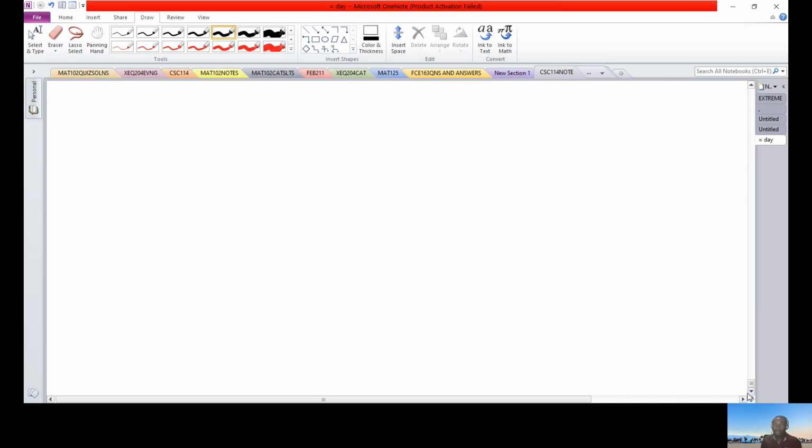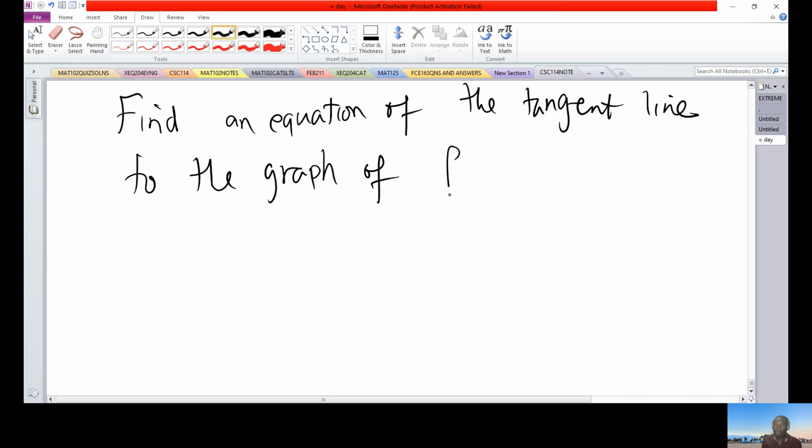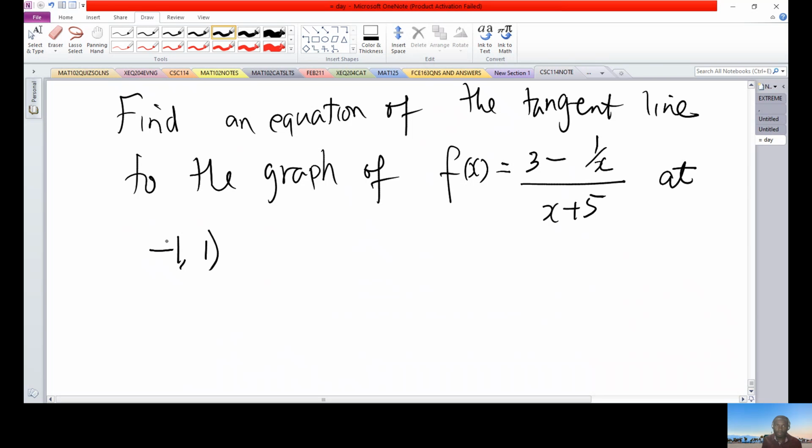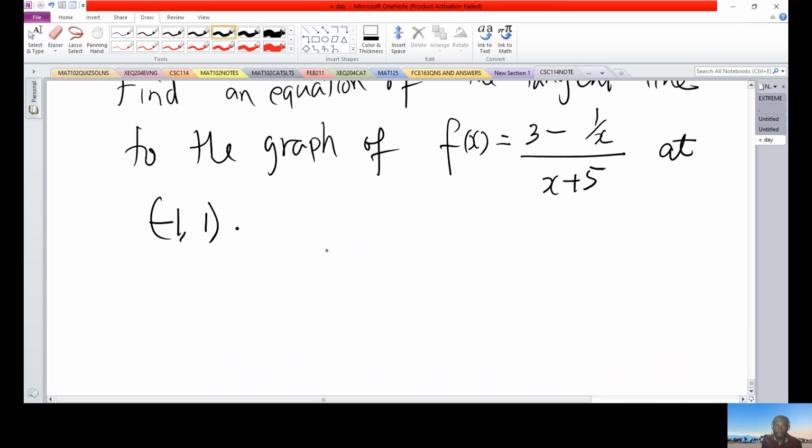And then example 2. Find an equation of the tangent line to the graph of f of x given by 3 minus 1 over x, over x plus 5, at the point minus 1, 1. So what you do first is get the derivative of the function. Solution.